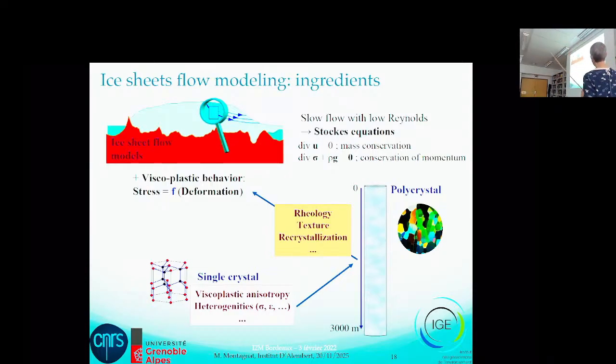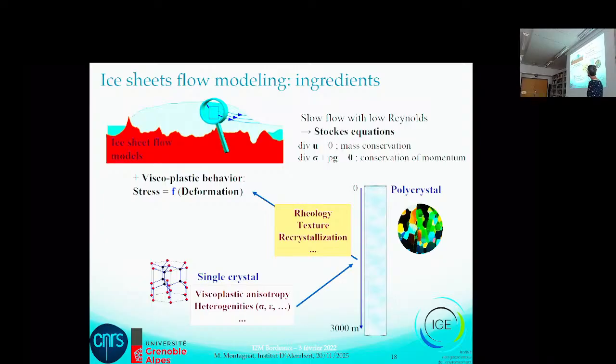Ice sheet flow modeling. So big ice sheets are modeled. As I said, they are flowing, and they are flowing mostly because ice is considered as a fluid with a viscoplastic behavior. The way we model it is through the Stokes equation, to which we add a relationship between stress and strain rate, I would say, to be more correct. So we need to get access to this viscoplastic behavior and the law that we have to put in it. And for that, we need to know the rheology of ice.